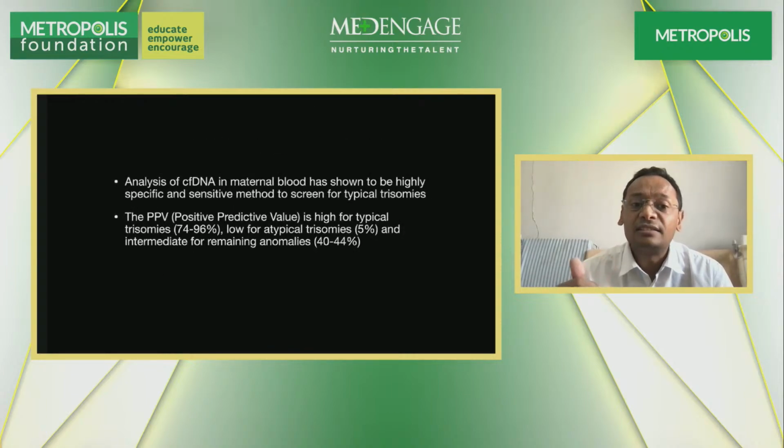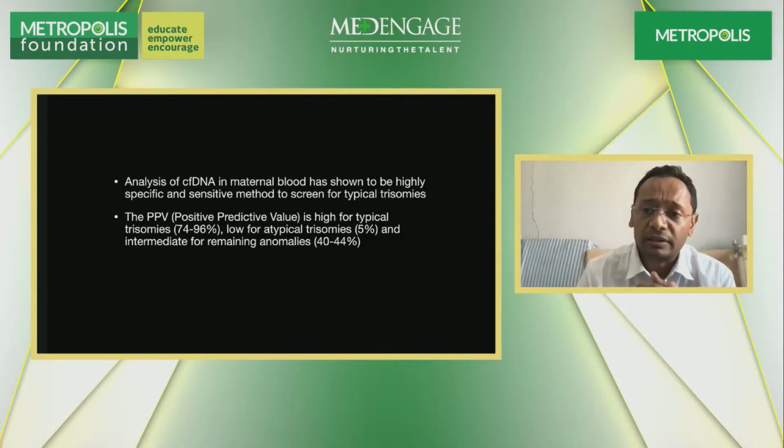So the analysis of cell-free DNA in maternal blood has been shown to be a highly specific and sensitive method for screening for typical trisomies, whereas the positive predictive value is very high for typical trisomies, approximately 74 to 96%, low for atypical trisomies, 5%, and intermediate for the remaining anomalies, which is 40 to 44%.